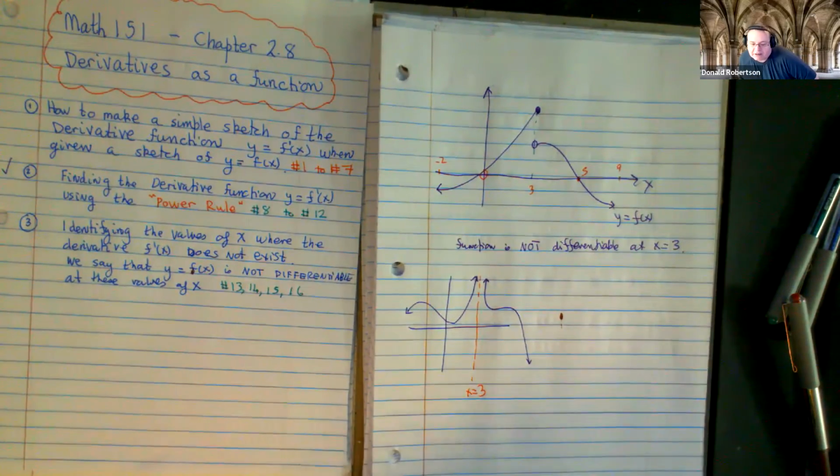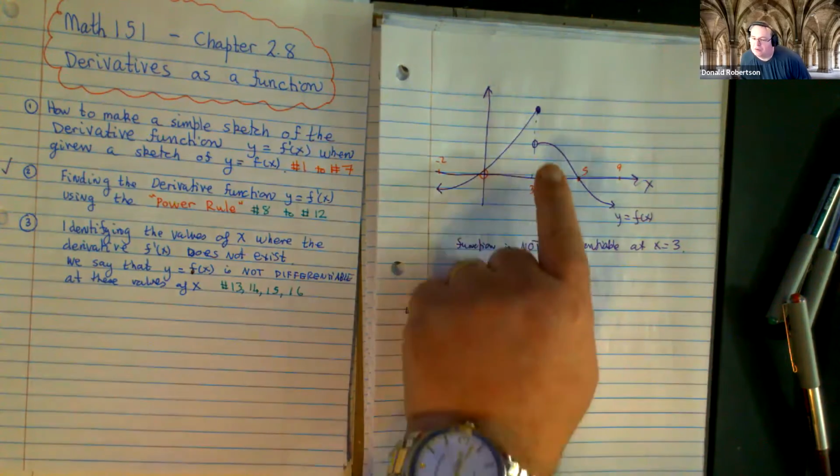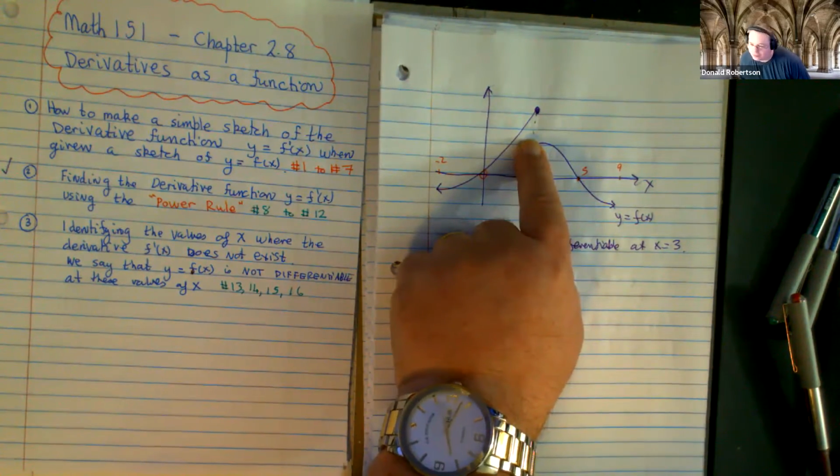Would you agree that trying to find the slope of the tangent line to a function where there's a vertical asymptote is a bad idea? Would you agree you cannot find tangent lines when there's a vertical asymptote happening? Does that seem reasonable? So jump discontinuities are problems.